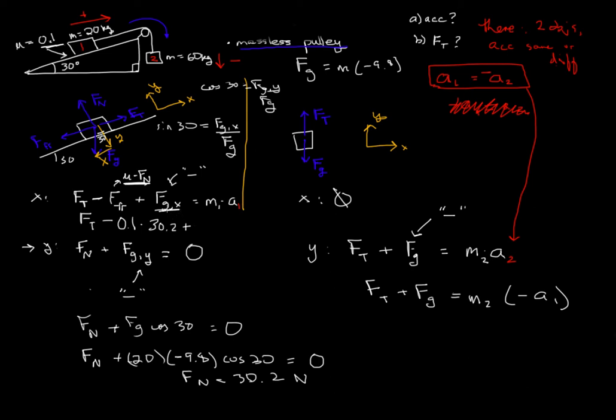So let's keep going. This is Fg comma x, which is Fg sine of 30. And what is force due to gravity? Well, that's just the mass, which is 20, times negative 9.8, times sine of 30. And this equals m1, which is 20, times a1, and we don't know what the acceleration is. So I'm going to box this, because this is important stuff that we just figured out here. All right.